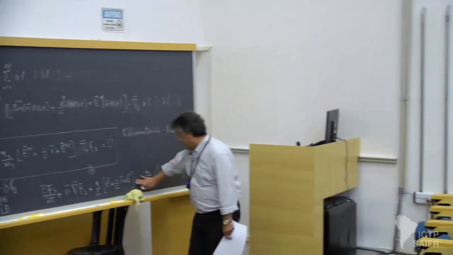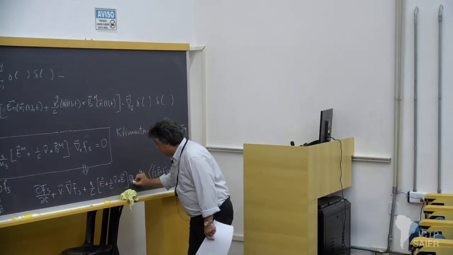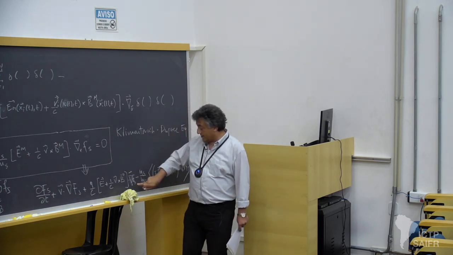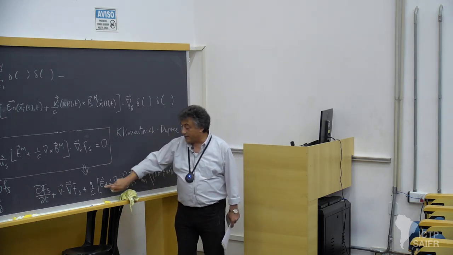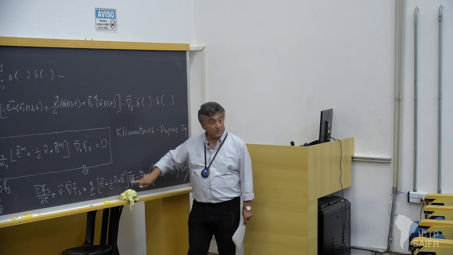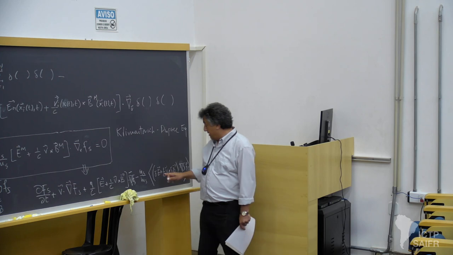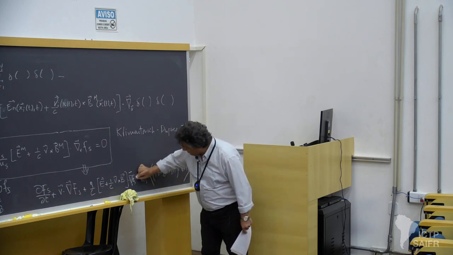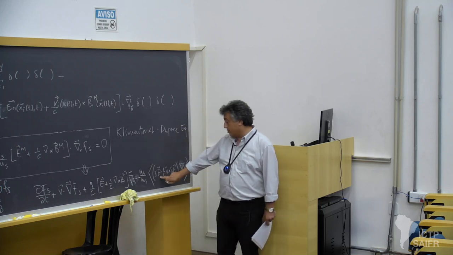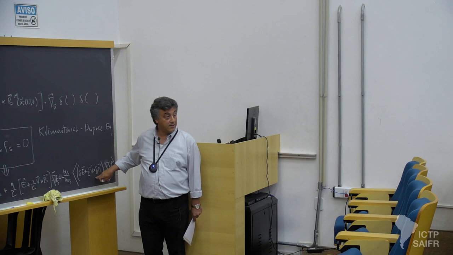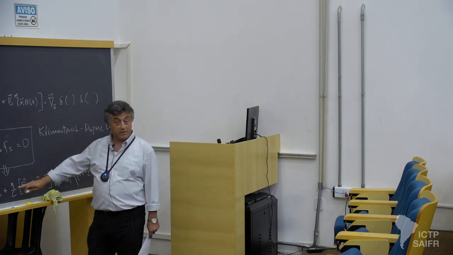I'm sorry, this is dot nabla f. Okay, sorry. This object is order n, and these are the fields produced by the same particle. So those are also order n. So this is n squared. But here, this object here, this is of order square root of n. This is square root of n, so it's of order n. So this object is subdominant compared to this.